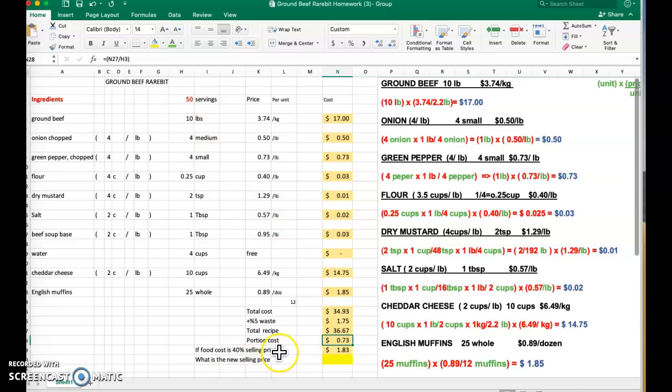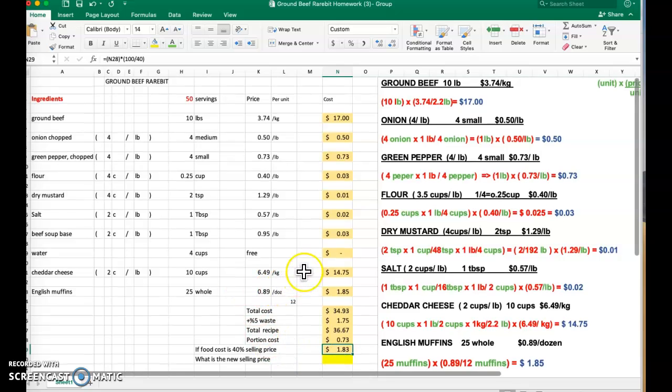If the food costs 40% of the selling price, what's the new selling price? So we know the portion cost here, equal sign, open bracket, portion cost, close bracket, times, open bracket, 100 divided by 40, close bracket, and then you're gonna find $1.83. That's the new price.